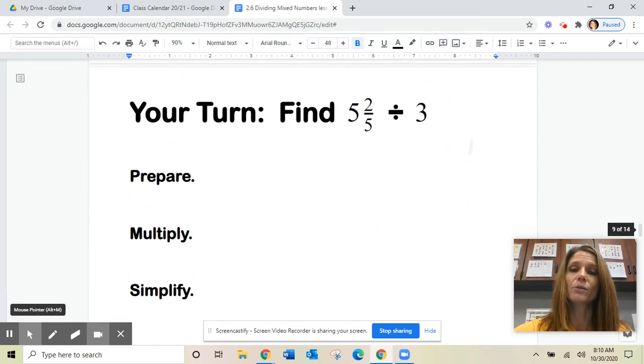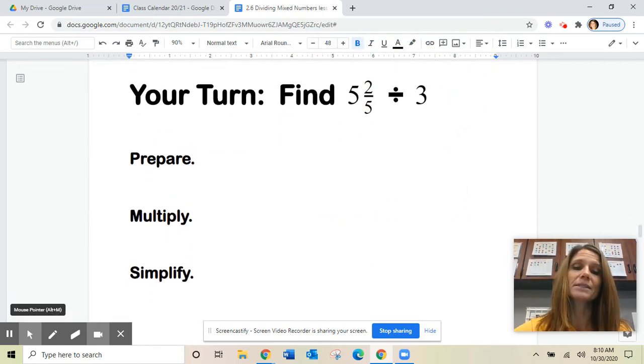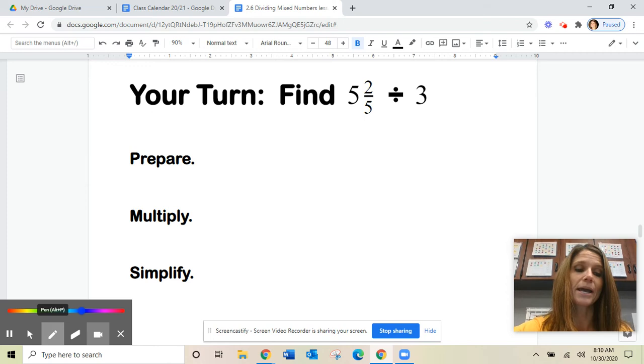We'll give you a similar one to try here. You've got a mixed number also being divided by a whole number. We'll pause the video while you do all the prep work, then quickly multiply and simplify. So there's a lot of prep work involved here. Let's check and see how you did with preparing your problem.